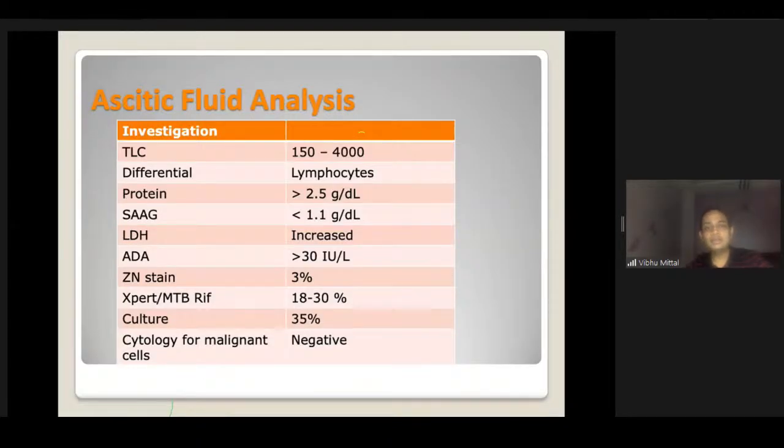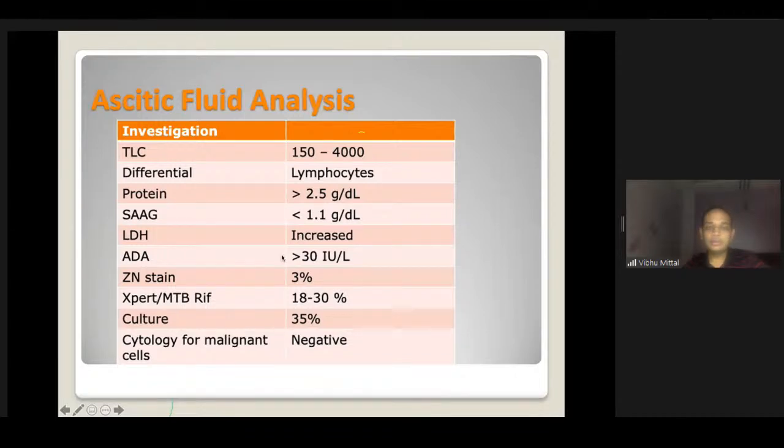Ascitic fluid analysis. This is what you usually get in tuberculosis: TLC from 150 to 4,000 cells per cc, and a differential count predominantly lymphocytes. A low SAAG is the most important differential, and yes, you start talking about TB versus peritoneal carcinomatosis, and only low SAAG ascites. Here we have already talked about ZN occasionally positive. I talked about GeneXpert. There would be, so I'll not be talking about it again. 35%, and you need to have cytology for malignant cells for this to be tubercular ascites.